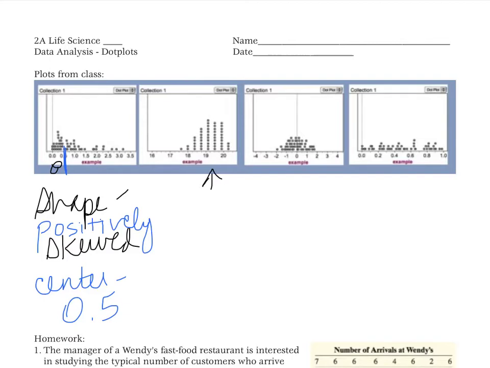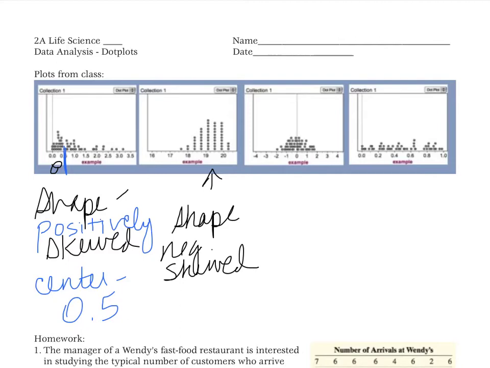Describe the shape of that. Stop and describe the shape and then restart. Yes, the shape is negatively skewed. I'm running out of space. Don't abbreviate. Where would you estimate the center is? Do that. Stop, estimate, and restart.